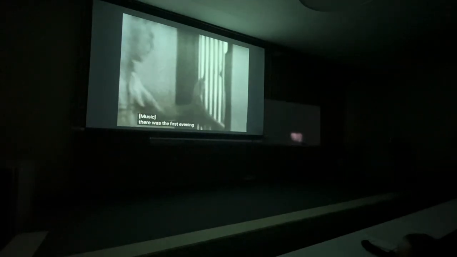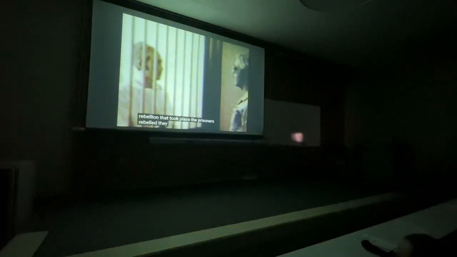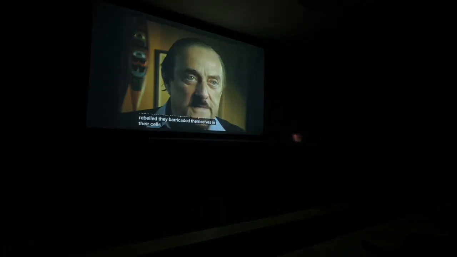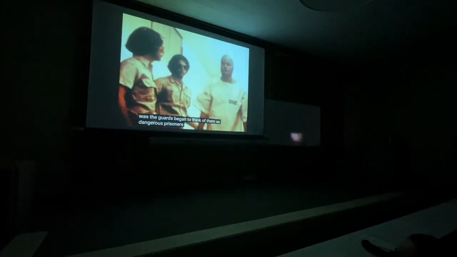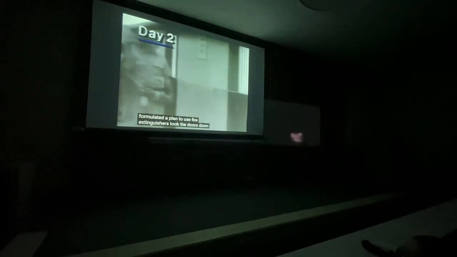There was the first evening kind of rebellion that took place. The prisoners rebelled. They barricaded themselves in their cells, and so they refused to come out. They took off their numbers, they didn't want to be de-individuated. They started cursing the guards to their face. And the key trend was the guards began to think of them as dangerous prisoners. And so the guards formulated a plan, used fire extinguishers, took the doors down, dragged the prisoners out, stripped them naked, and essentially broke the rebellion in a purely physical way.